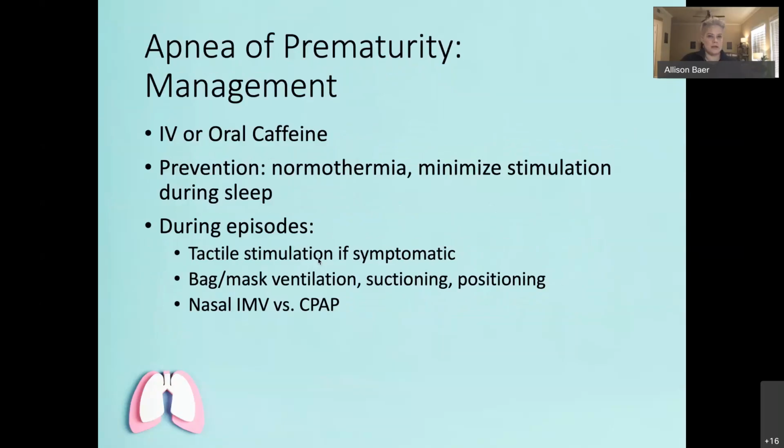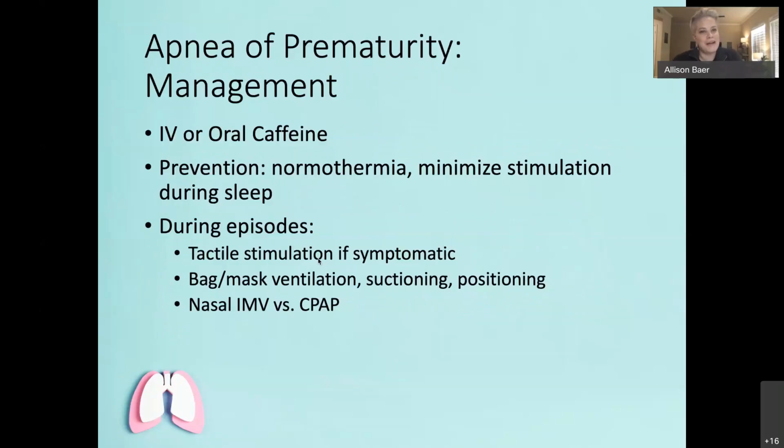So management, IV or oral caffeine. I remember the first time I floated to the NICU and the NICU nurse asked me for a witness on her caffeine bolus. I was like, oh yeah, I could use a caffeine bolus too. She wasn't talking about her, she was talking about her baby. And I had never heard of it at that point in my 1-year nursing career.